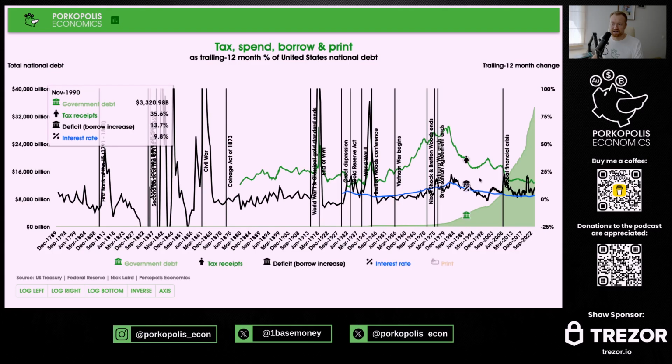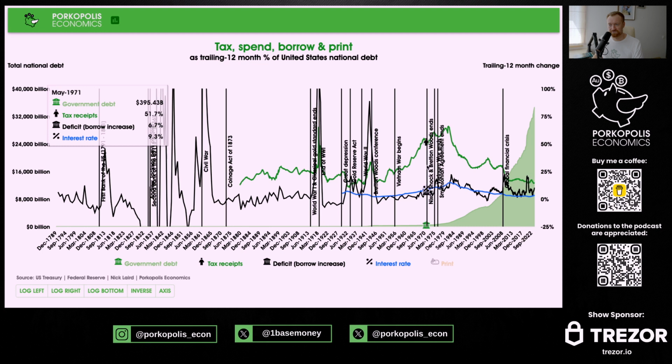We are continuing on with our series on the United States national debt. In the last couple videos, I showed you a percentage of the national debt in a proportional trailing 12-month basis for taxes, the deficit itself, that is an increase or decrease in the debt, and the interest rate. How much are interest payments to the government as a proportion of the debt? That's what the interest rate is. A lot of numbers here.